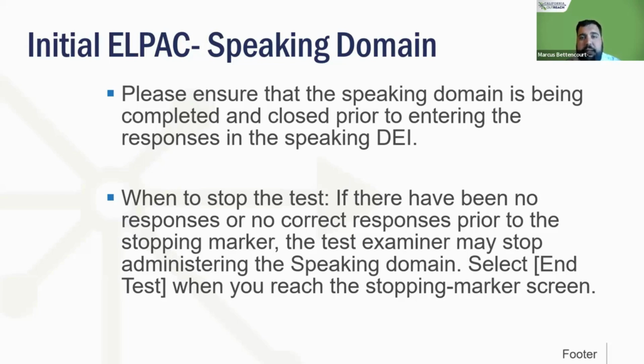Because what will happen is we'll need to go back and actually submit a STARS. So this saves you a little bit of time and headache in filing STARS reports. Because the speaking DEI locks the speaking domain after it has been completed, you will not be able to access the speaking domain again to either end test or go through the next questions and then end test after the stopping marker. So you need to make sure that it is completed fully before accessing the speaking DEI. Please make your test examiners aware of that. It's a very important part of the administration, and it'll save you so much time and so much headache with STARS having to reopen the DEI and then access the speaking domain.